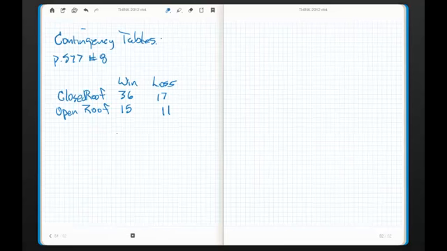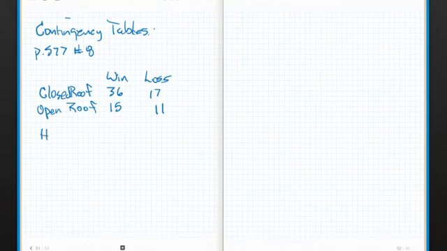Okay, hopefully you had a chance to look this over. Basically what we're going to do is real simple. This is called a contingency table or a two-way table. Let's talk about what we're going to do first. What we're trying to figure out is whether wins and losses are independent of an open or a closed roof.